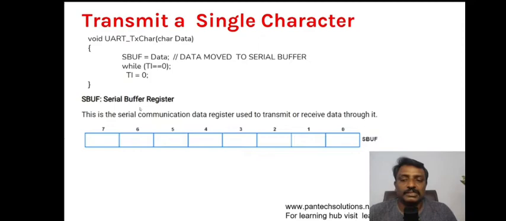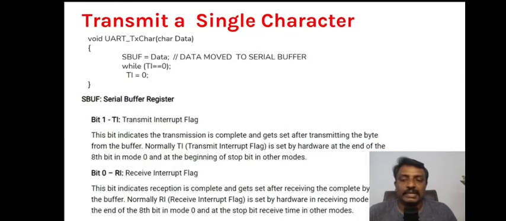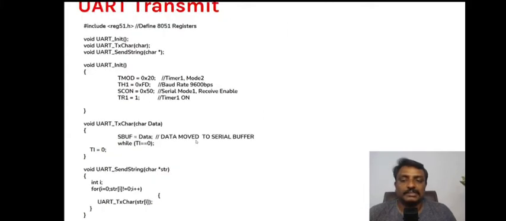This is the serial buffer register. The transmit interrupt flag bit indicates once the transmit is complete. It is set after transmitting a byte from the buffer, normally by the hardware at the end of the 8th bit in mode 0. So that is the transmit interrupt flag. Let's go for the code.